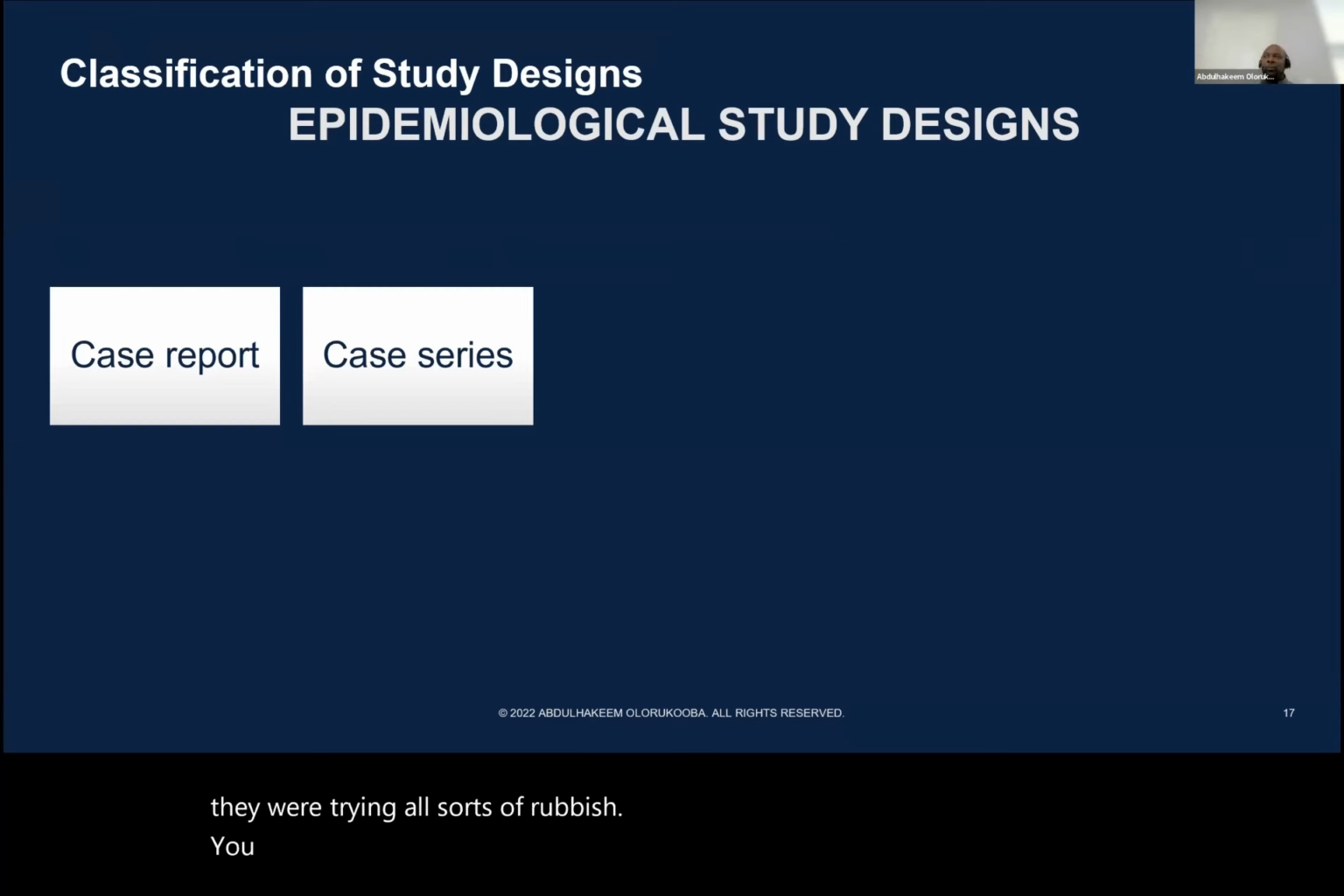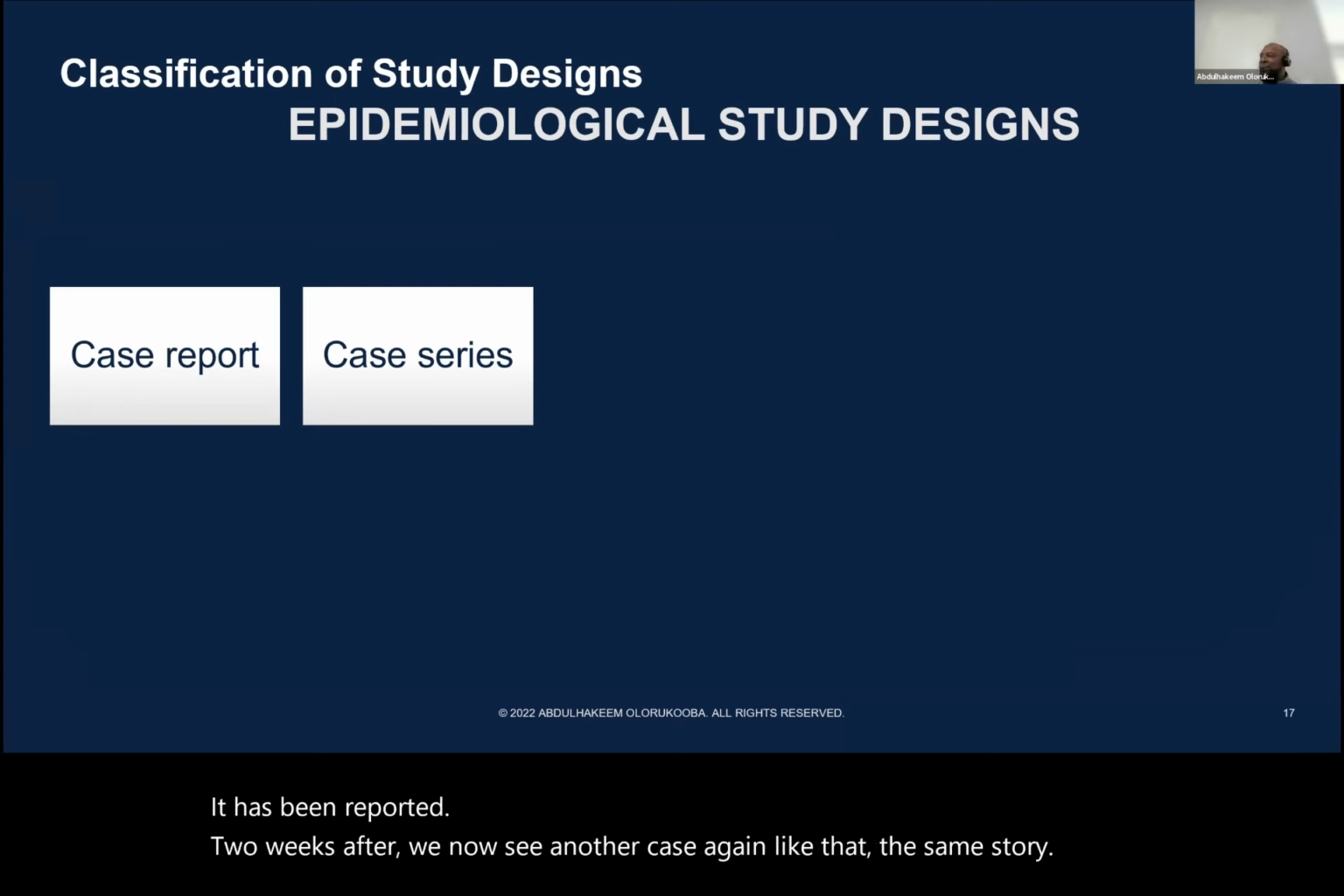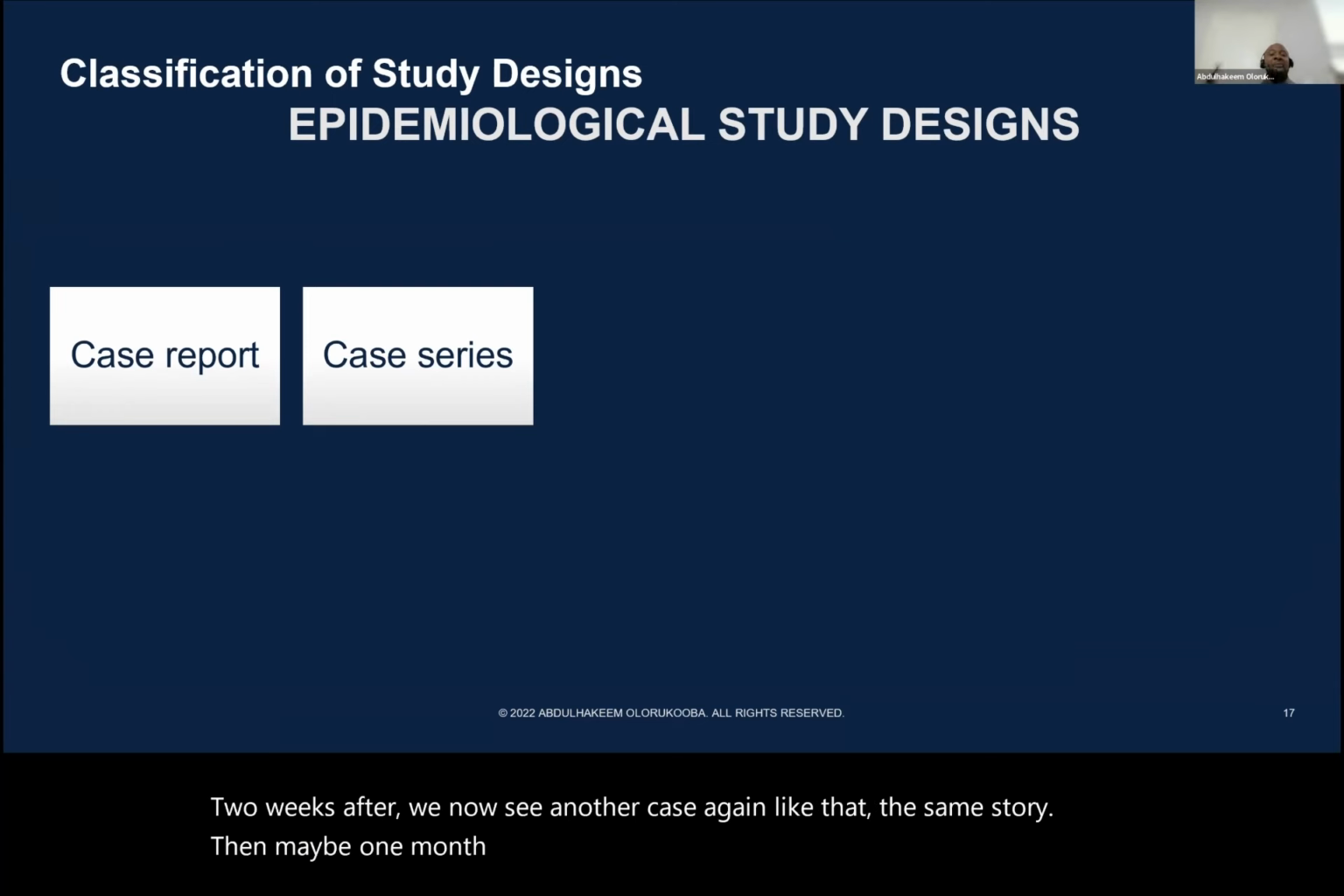If, for instance, now, seeing that situation, it has been reported, right? 2 weeks after, we now see another case again like that, the same story. Then maybe 1 month after, we now see another. When we have a collection of atypical cases like that, what we have is called a case series.